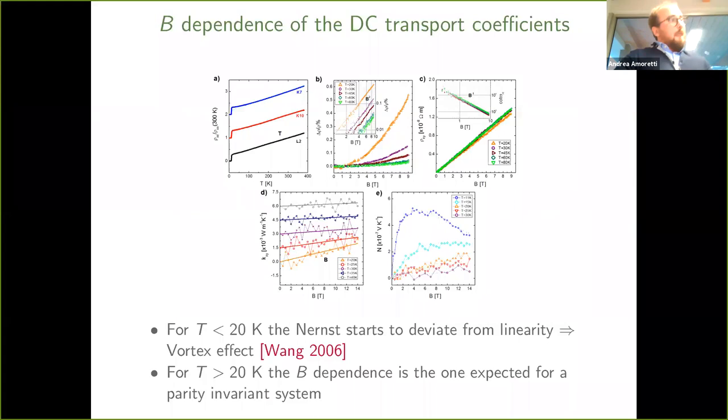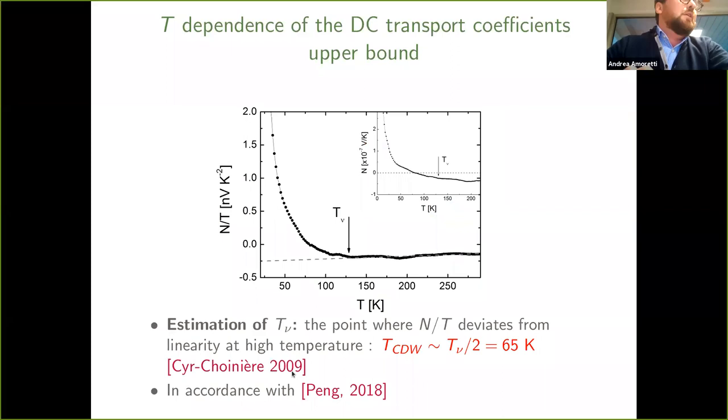Okay. So another point was to use the work by Sirek-Rionier to estimate the critical temperature of a charge density wave. So we measure the Nernst at varying temperature, and we found the point at which the Nernst was deviating from the linear behavior which one expects in the standard Fermi liquid. And we found that this charge order critical temperature is estimated to be around 65 Kelvin. And this is actually a critical temperature which was pretty in accordance with the data that we found in this paper by Peng, which was actually measuring directly the charge order critical temperature.